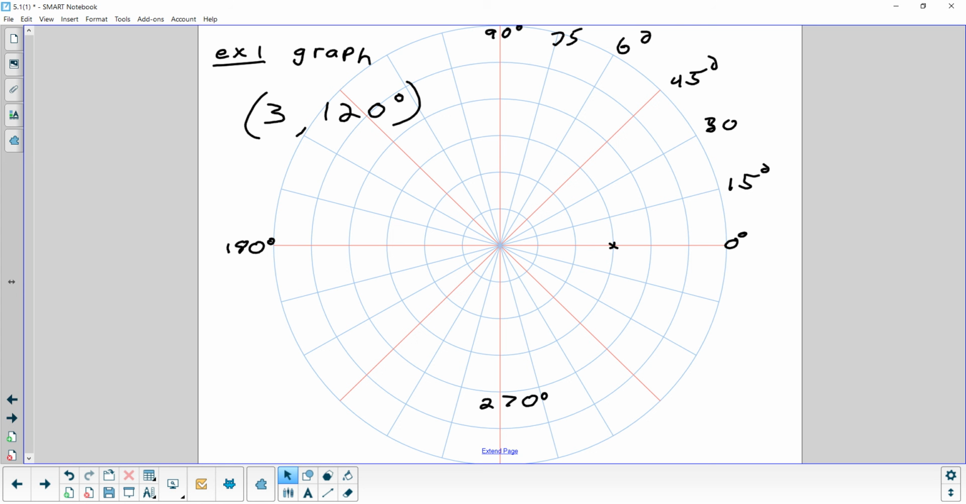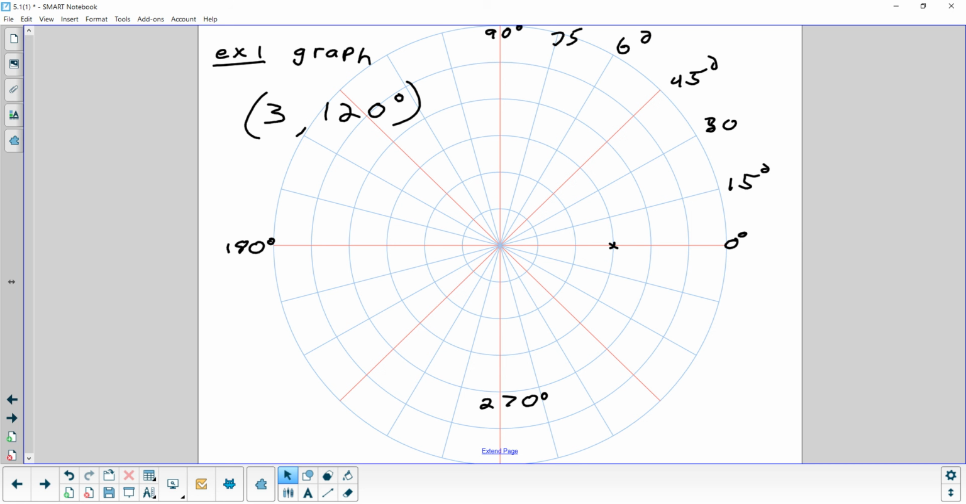I'm going to erase that. But that's where I'm starting from. 1, 2, 3 units right. And now from that point, I'm going to rotate 120 degrees. We just have to figure out if it should be counterclockwise or clockwise. Colby, which way am I going to go in this case? Counterclockwise or clockwise? Counterclockwise. Yep, we're going to go counterclockwise, 120 degrees.